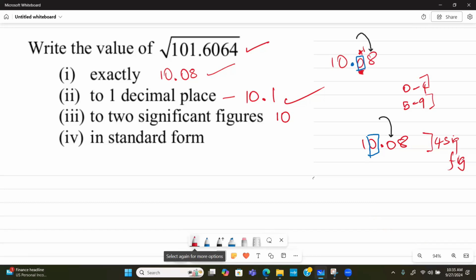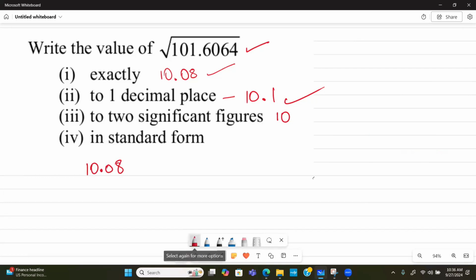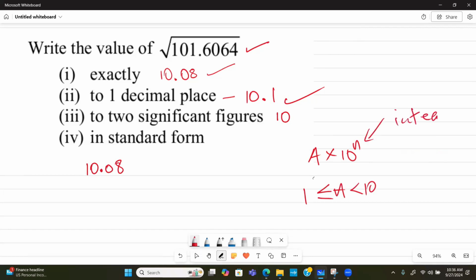We were also told to write this in standard form. So let's take a look. We have 10.08, and we want to put this in standard form. Remember, the idea for standard form is like this. It's a times 10 raised to the n, where a is a number less than 10, but it could be greater than or equal to 1. And n is some integer. And if you don't remember what integers are, it's all the negative of the whole numbers along with the whole numbers, and 0 as well.